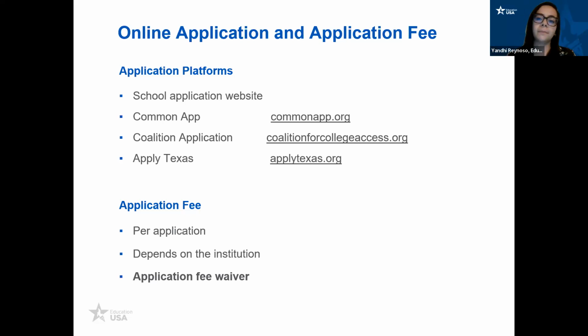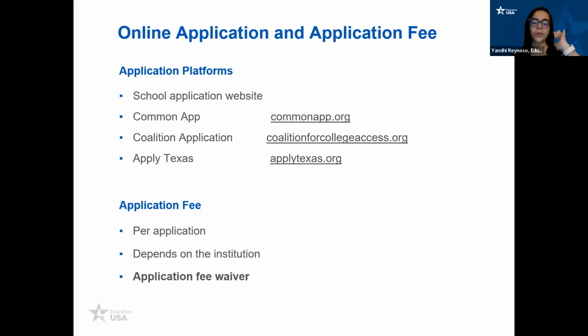Also, you need to pay a fee. You basically need to pay a fee in order for the US institution to review your documents, okay? This fee is per application. So if you are thinking about submitting an application or requesting admission to 5 institutions, then you need to pay 5 fees. This fee depends on the institution. I will say it's around, I don't know, $60. There are a few universities that cost more than $100. Again, it depends on the institution, if it's a public institution or a private institution, etc.